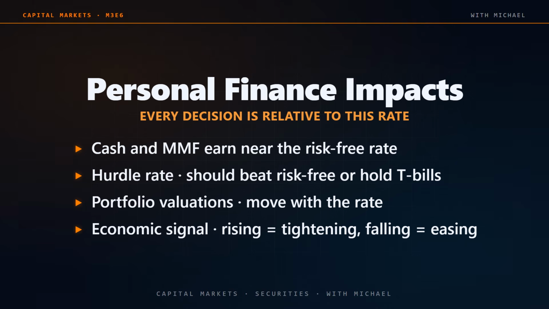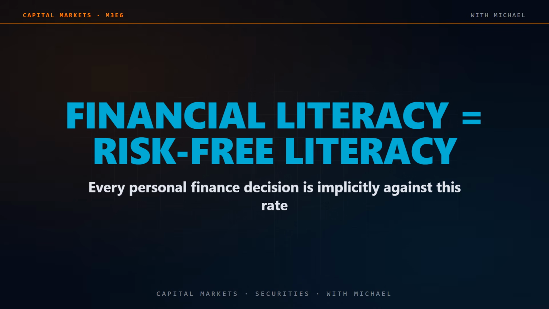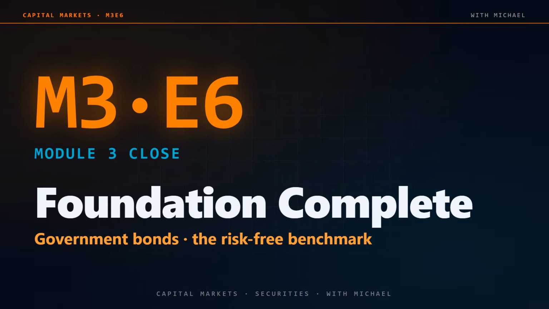Second, it sets the hurdle for any risky investment. If you cannot earn at least the risk-free rate, you should hold Treasury bills. Third, it affects valuations across your entire portfolio. When the risk-free rate moves, your stocks and bonds move. Fourth, it signals the central bank's stance and the economic environment. A rising risk-free rate signals a tightening cycle. A falling rate signals easing. Every personal finance decision and every investment decision happens against the backdrop of the prevailing risk-free rate. Understanding it is fundamental to financial literacy.